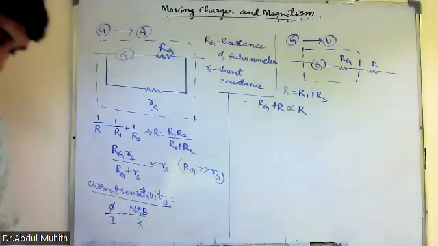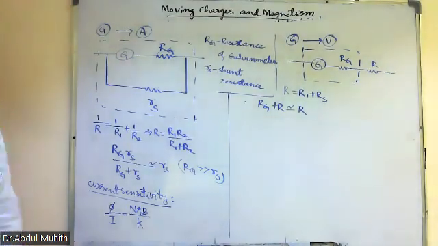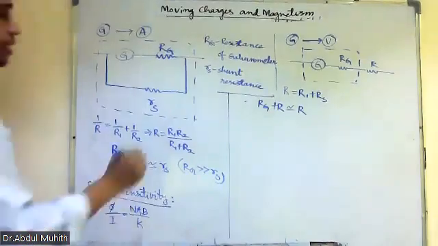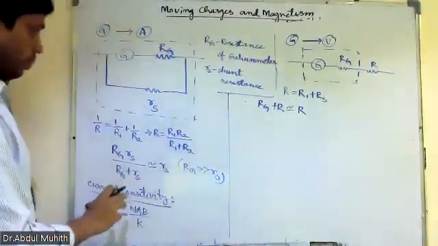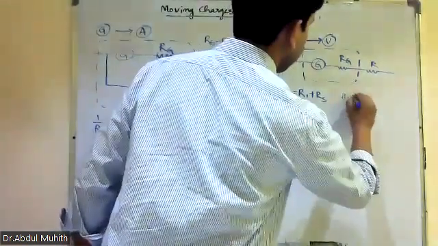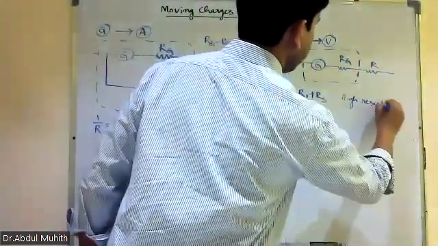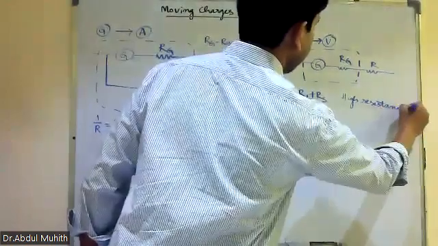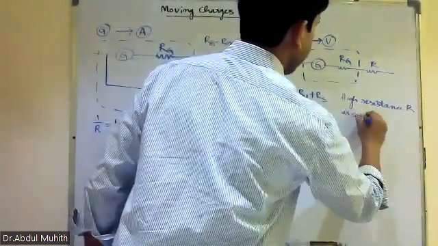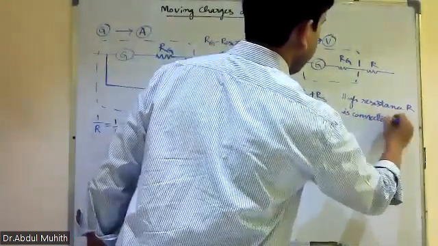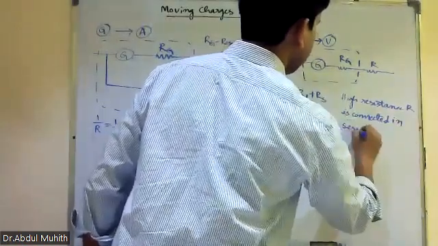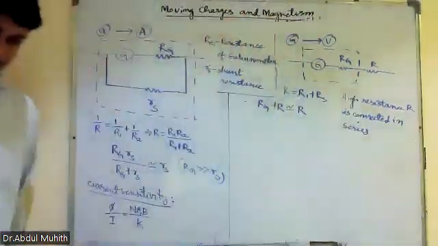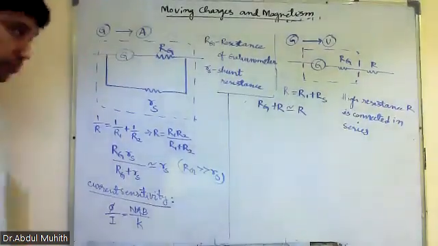So we are connecting a high resistor, large resistance. Here we are connecting a small resistance in parallel, and this is high resistance connected in series. High resistance R is high resistance. High resistance R is connected in series. Connected in series.